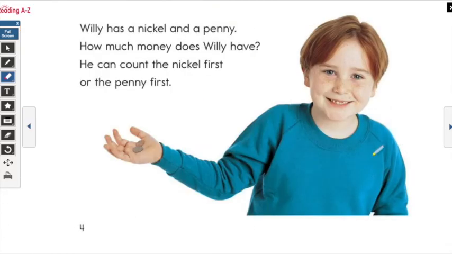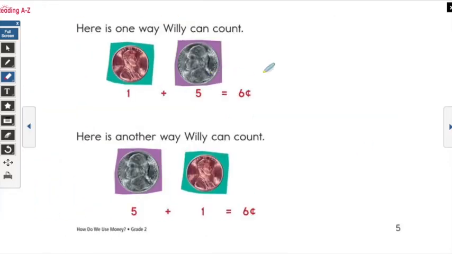Willie has a nickel and a penny. How much money does Willie have? He can count the nickel first or the penny first. Here is one way Willie can count. 1 cent for our penny plus 5 cents for our nickel. 1 plus 5 equals 6.